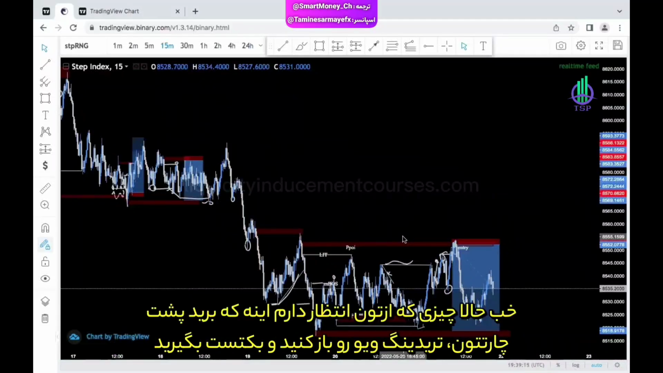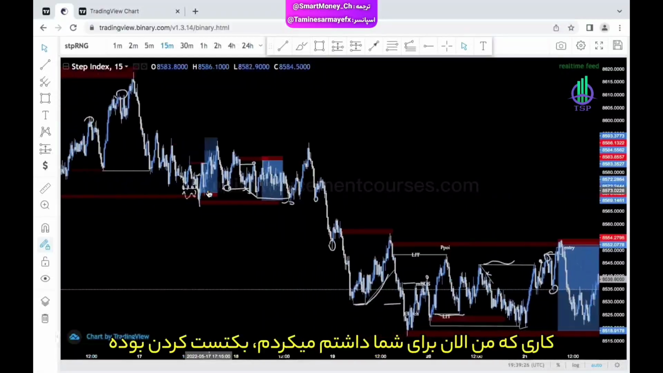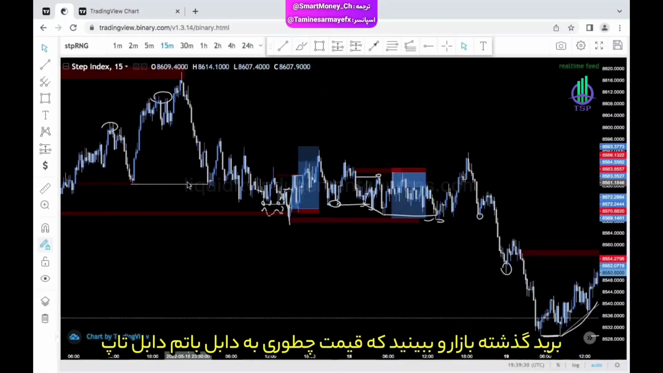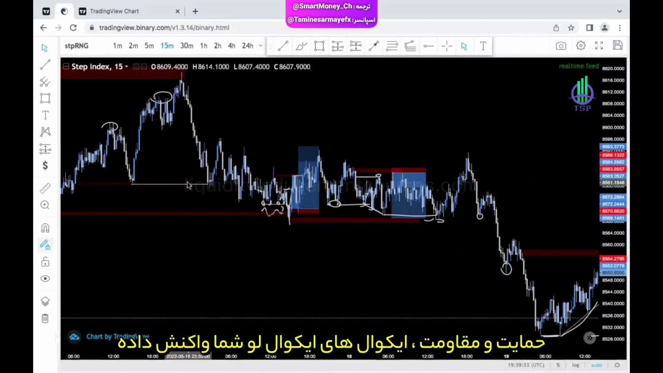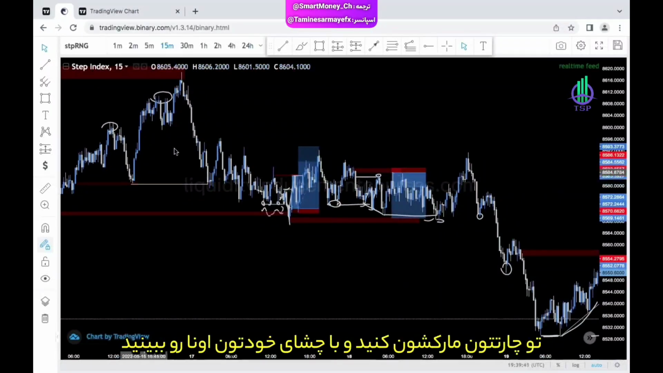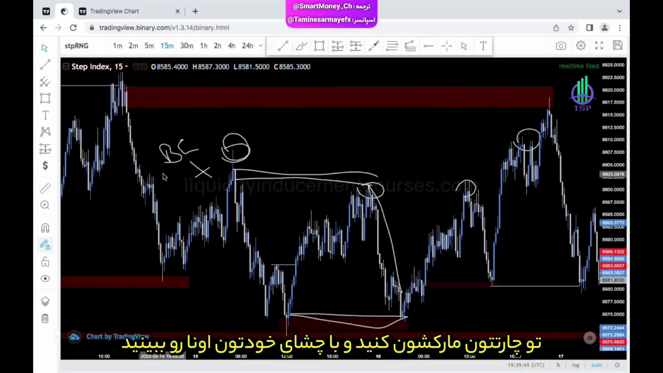Okay, now what I expect of you guys to begin to do is to get onto your chart, tradingview.binary.com, and begin to backtest, not necessarily taking trades. Okay, just backtest, like what I did right now with you guys is simply backtesting. Go back and see how price had reacted to your double tops, your double bottoms, your resistance levels, your support levels, your equal highs, your equal lows. Go back and see how price had reacted to them. Mark them out on your chart and see them play out for yourself.